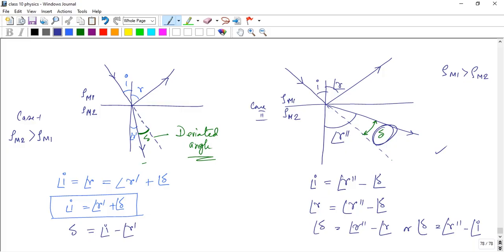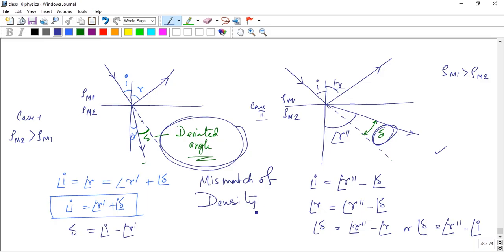Now the causes of refraction. The change of direction is mainly caused by the density difference of the two media. The main cause of that deviated angle is the mismatch of density. Mismatch of density. Okay, either they are greater than 1 or less than 1.